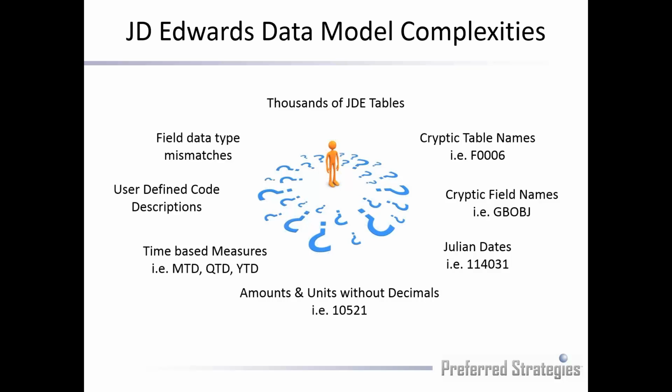So what makes J.D. Edwards reporting a challenge? First off, there are thousands of tables in the system, with cryptic table names and field names. Dates are stored in a Julian format, amounts and units stored without decimals. Those are just the way the data is stored, but not all data is structured the same, so there might be data type mismatches. A numeric field in one table may be alphanumeric in another, might be 8 characters in one and 25 in another. So getting the data that you need across modules and across the system from an analytic perspective requires some legwork.